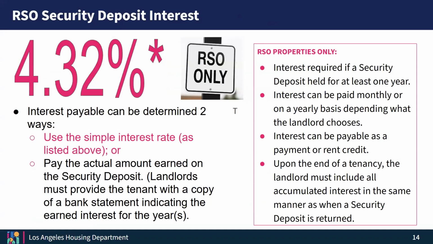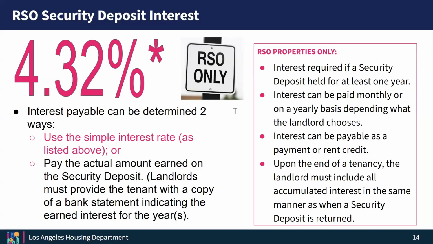RSO security deposit interest currently is 4.32%. Interest payable can be determined two ways: use the simple interest rate as listed above, or pay the actual amount earned on the security deposits. Landlords must provide the tenant with a copy of a bank statement indicating their earned interest for the years. RSO properties only. Interest is required if a security deposit is held for at least 1 year.